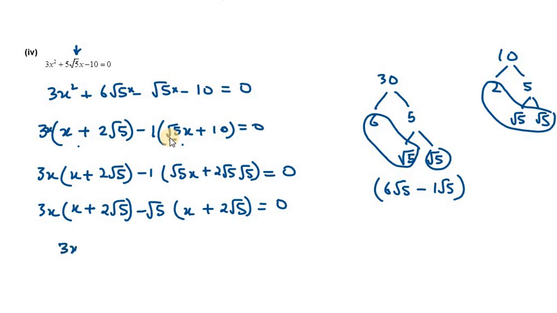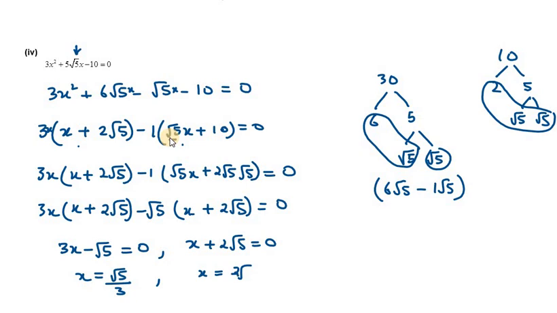So now you have two values, that is 3x minus √5 equals 0. Another is x plus 2√5 equals 0. So the first value of x will be √5 over 3. The other value will be −2√5. So these are your two values for the fourth part. Let's proceed with the fifth one.